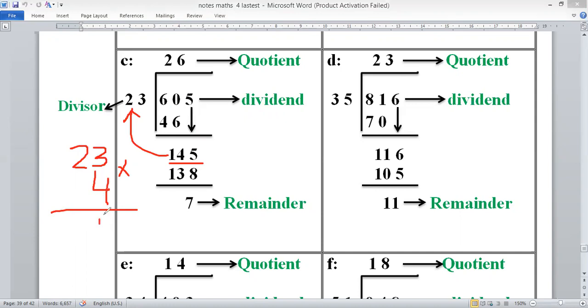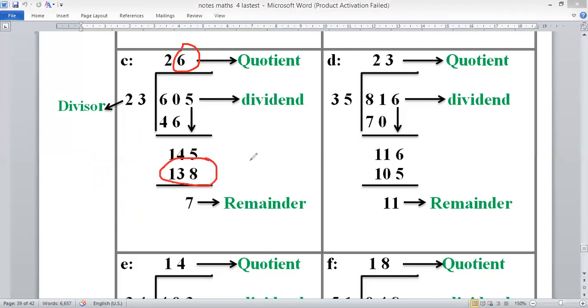4 threes are 12, carry 1, 4 twos are 8 plus 1, 92. 92 is smaller than 145. Therefore, in this way you can check by multiplying by 5, by 6. 23 multiplied by 6, we get 138. 138 is the number that is very close to 145. When you multiply by 7, you will get the number that is more than 145. Therefore, we will multiply by 6. Right here 6 and here 138.